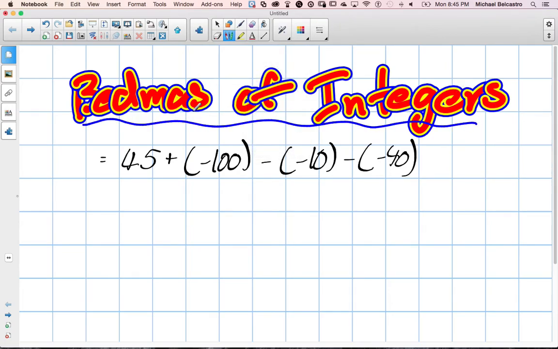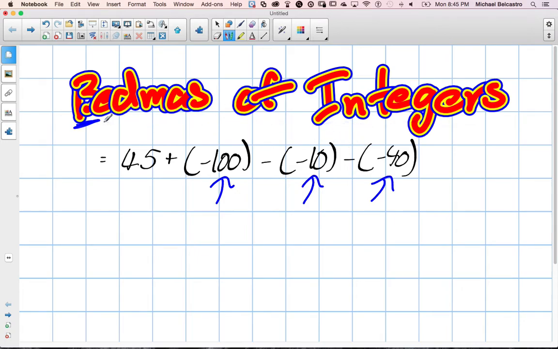BEDMAS of integers. Always look at our brackets first. It's just one value in the bracket, so I can't simplify in the bracket. There's no exponents, there's no division, but there's a bunch of addition and subtraction. The problem here is that we have operations beside each other with no number in between. That's a little bit confusing.